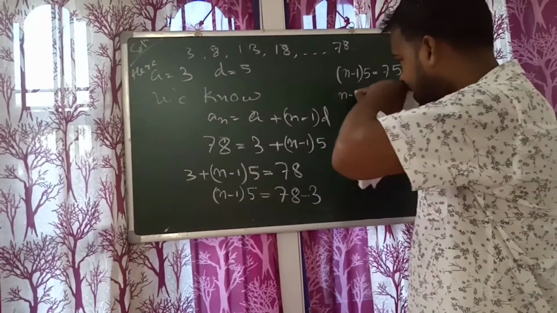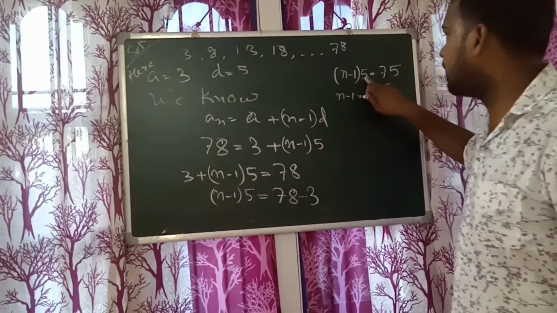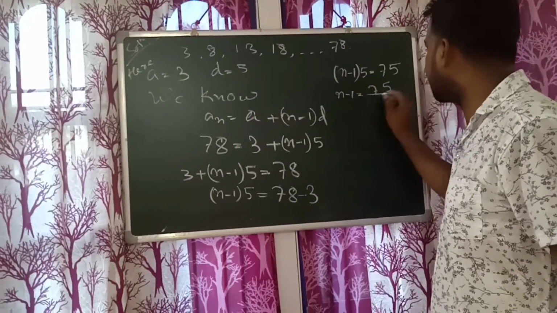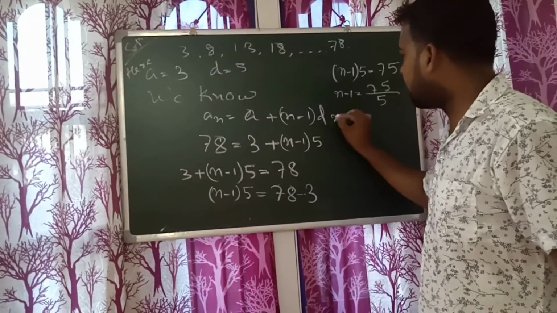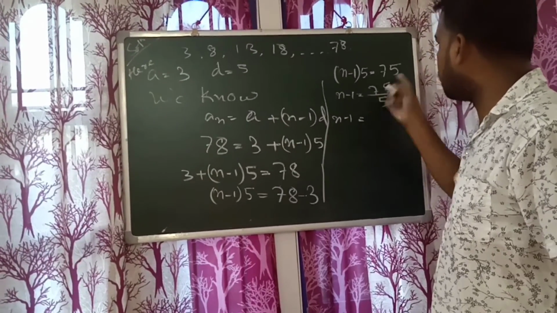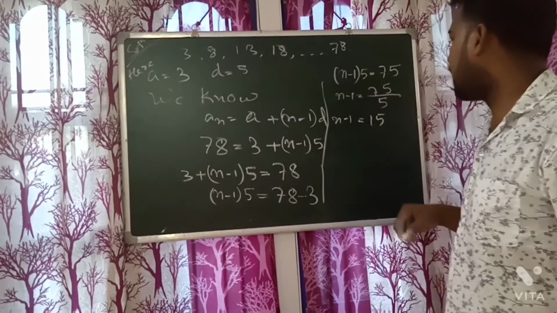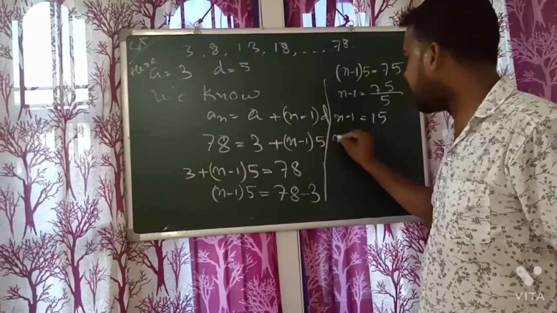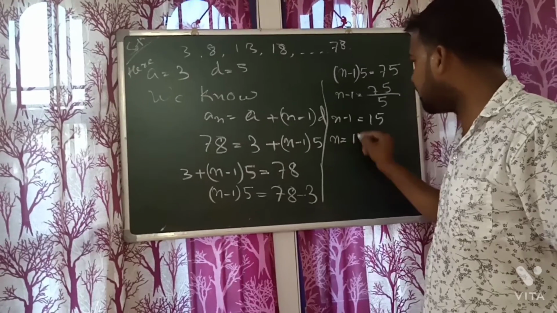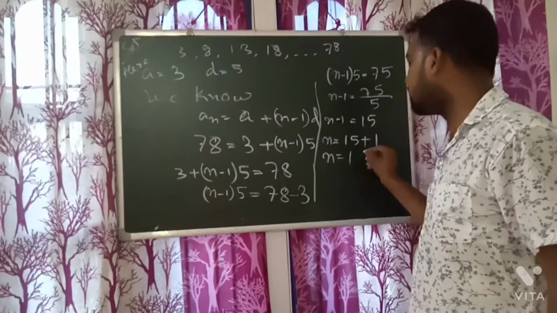Then n minus 1 is equal to 75 by 5. This 5 is multiplied here, so when it goes to that side it will become divided. Then n minus 1 is equal to, when you cut it, 15, because 15 times 5 is 75. Then when minus 1 goes to that side, it will become plus 1. n is equal to 16.